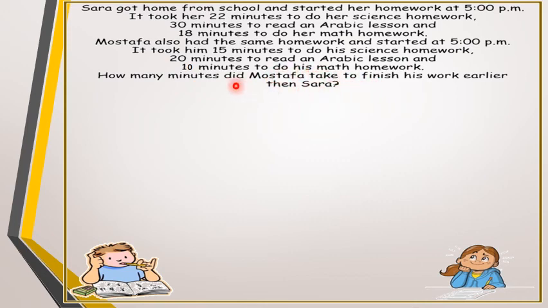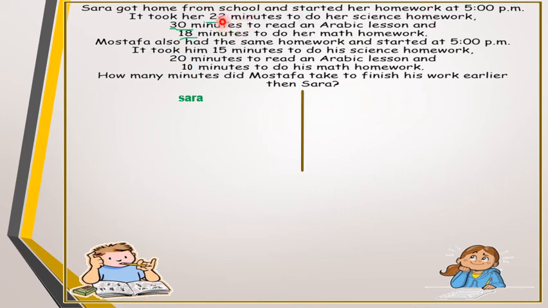So how many minutes did Mustafa take to finish his work earlier than Sarah? You can calculate this mentally, the analog way, or the digital way. I will use only the digital way. So here I have Sarah and Mustafa. They both started at the same time. So I will calculate how many minutes each one of them took. I will cut my paper into two parts, starting with Sarah. She took 22 to do the science, 30 to do the Arabic lesson, and 18 to do the math homework.